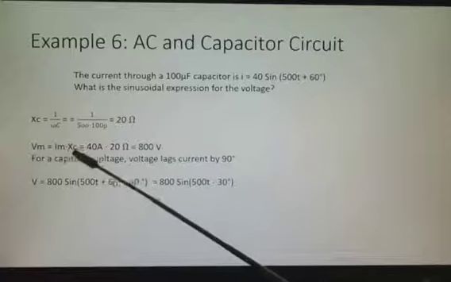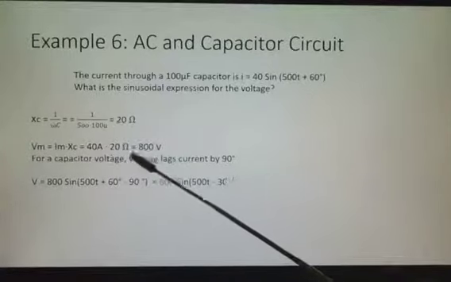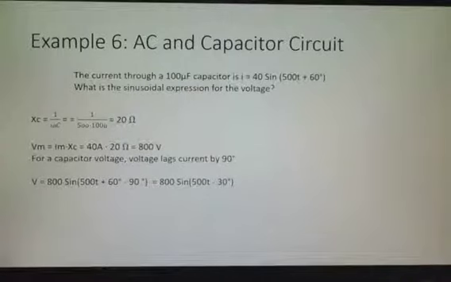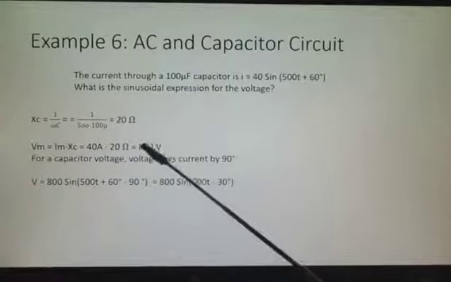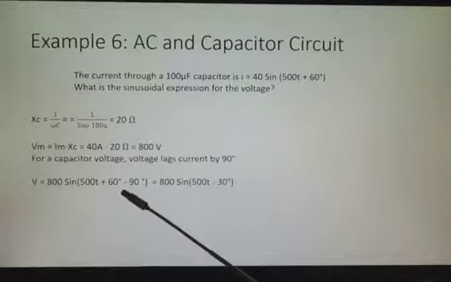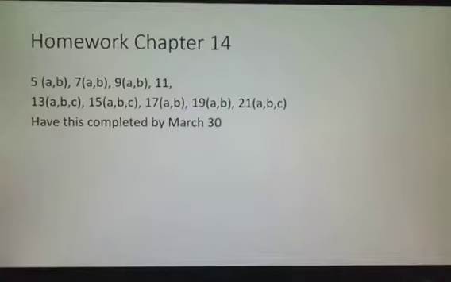Volts equals current times resistance, where resistance is the capacitive reactance. 40 times 20 is 800 volts. So for a capacitor, the voltage lags by 90. So we're going to subtract 90 from this value here. So we're going to put our 800 volts sine. We're going to put the 500 T plus 60, but we're going to subtract 90, and there's our answer. 800 sine 500 T minus 30 degrees.